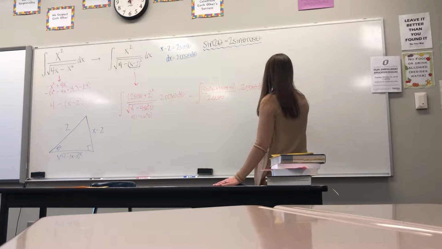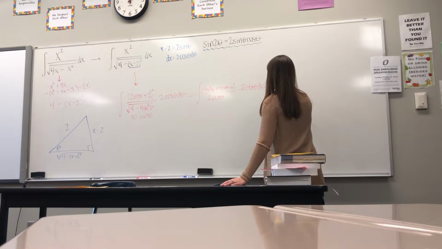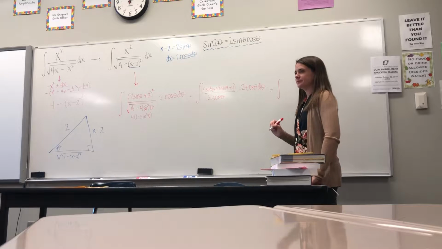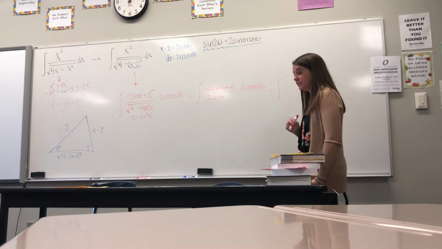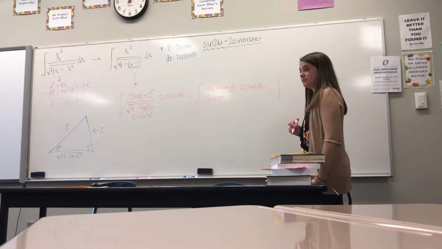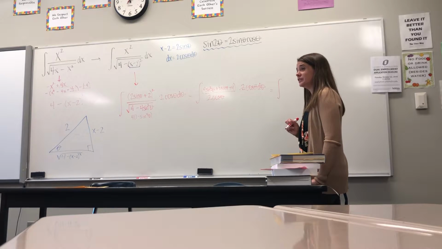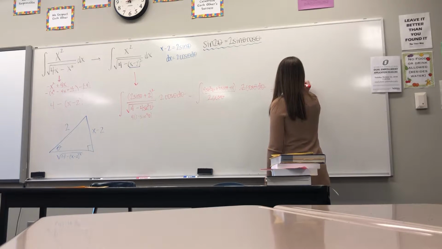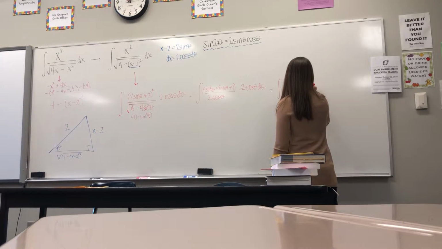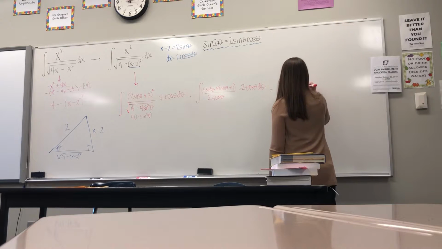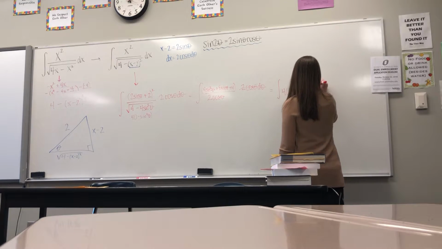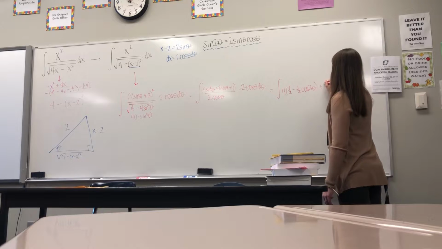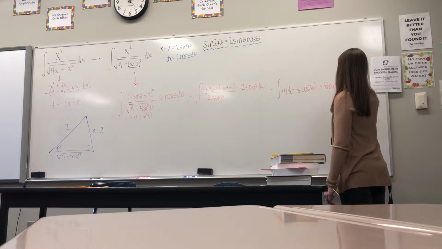We can cancel those out. We're just good to go, we're going to take our antiderivatives. Why not? Because we can't take the antiderivative of sine squared. So sine squared is going to have to become 1/2 minus 1/2 cosine of 2 theta, plus 8 sine theta.